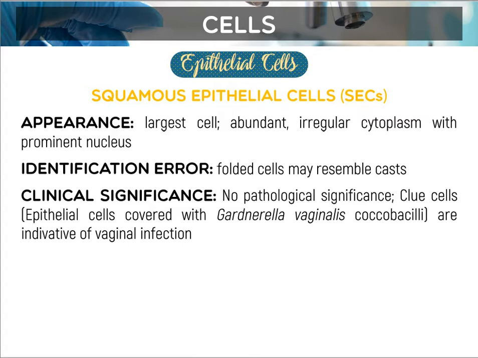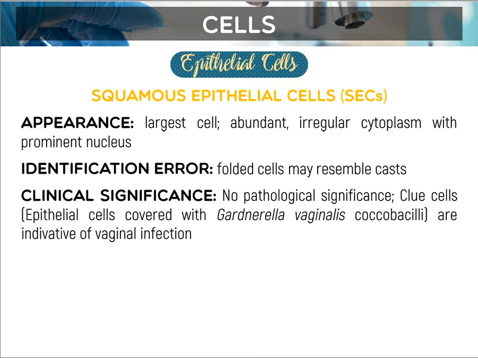The presence of this is usually due to normal sloughing and has no pathologic significance. And glitter cells also have no pathologic significance, okay?